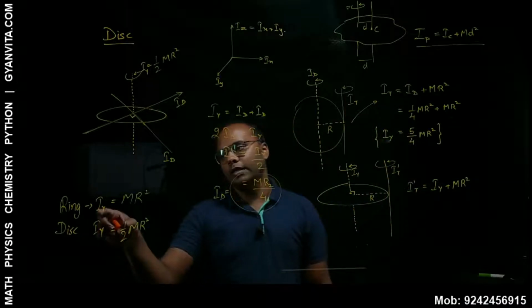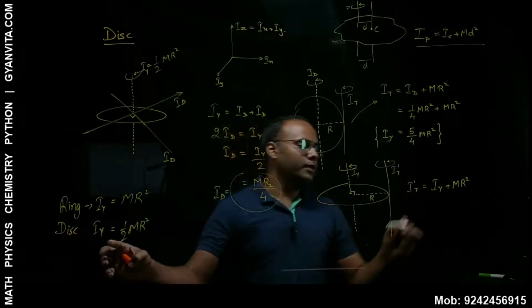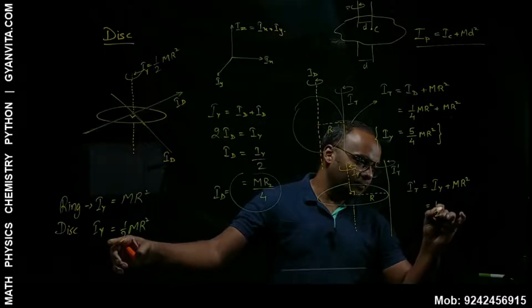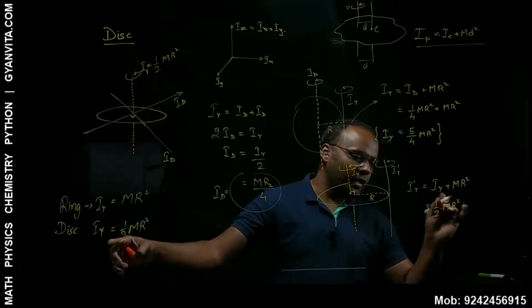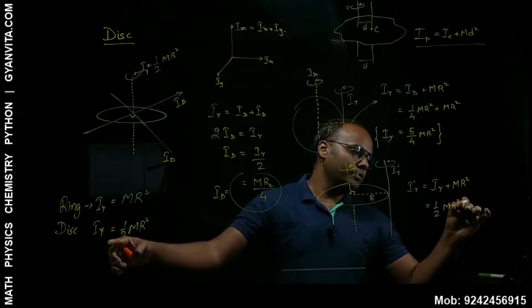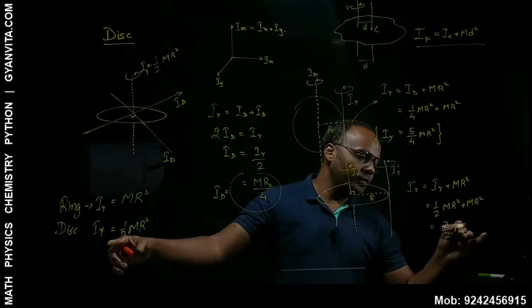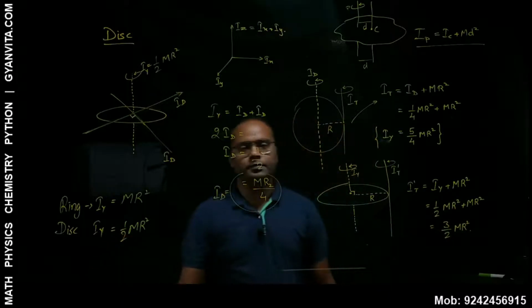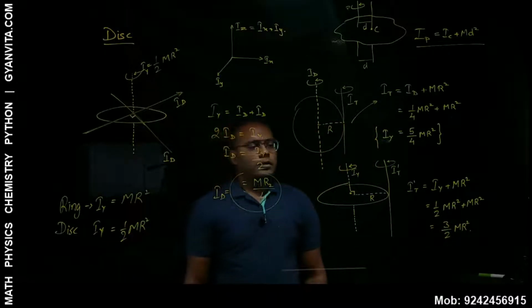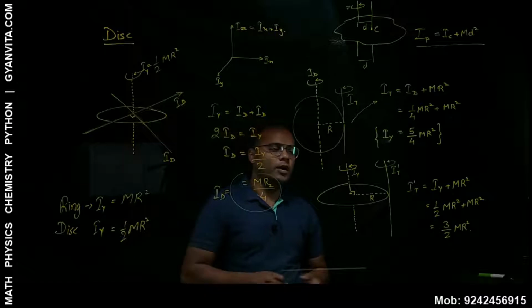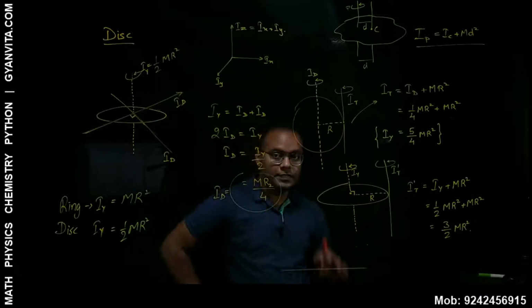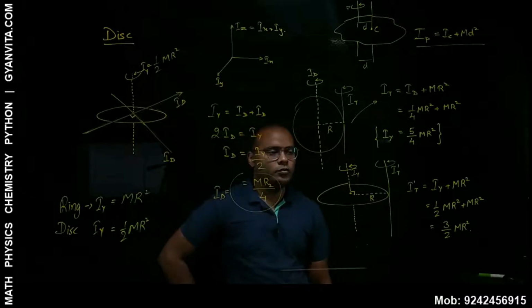And what is Iy in case of a disk? It is half mr square, plus mr square. So the total will be 3/2 mr square, right? Okay, now the same question can also be done in a different way, even that is possible.